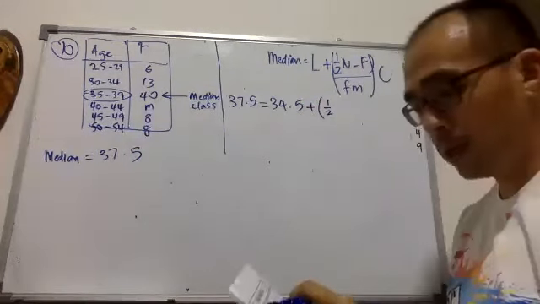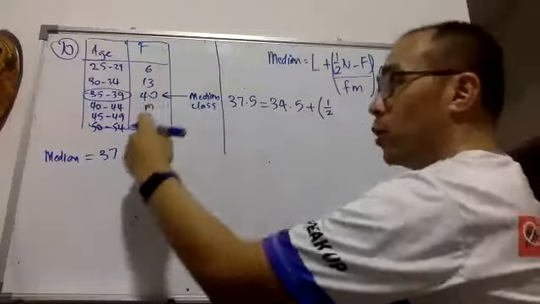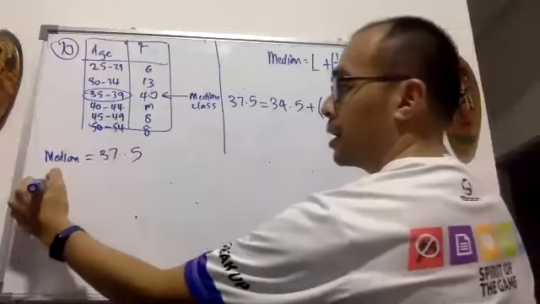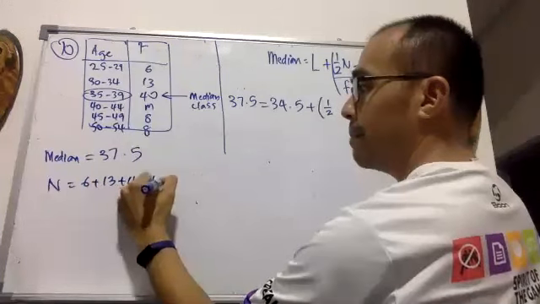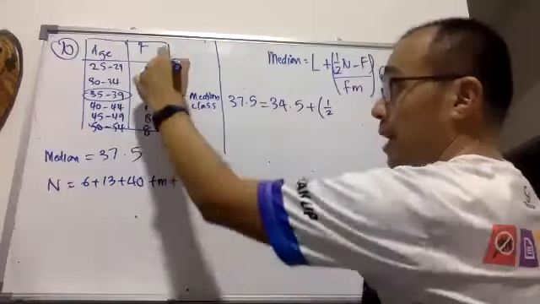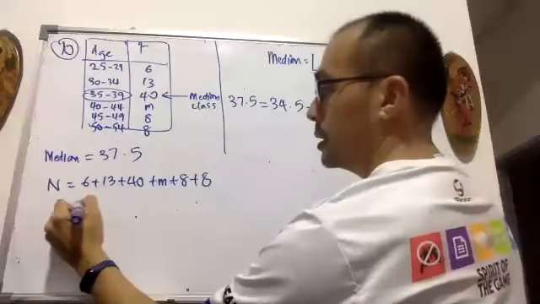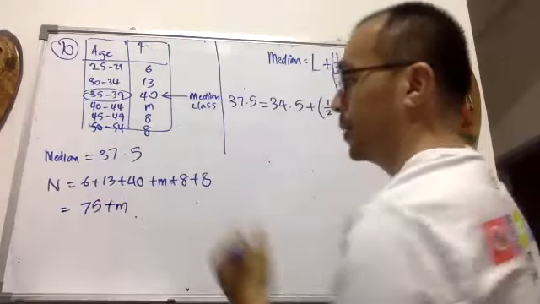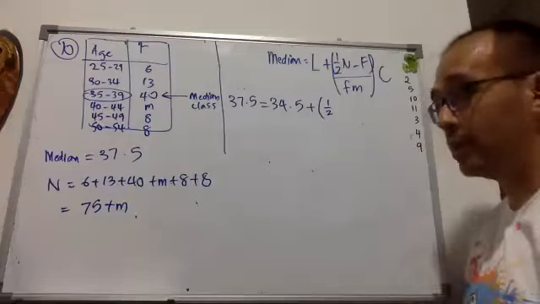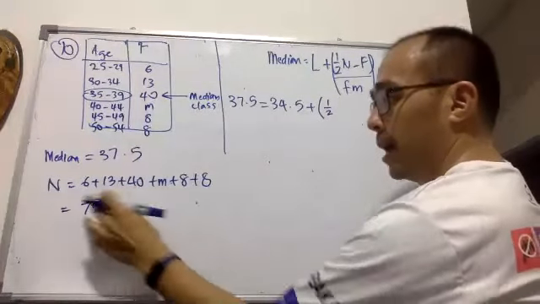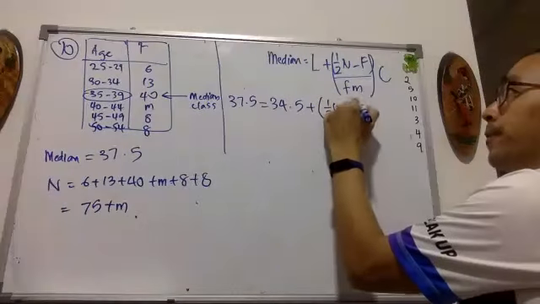The problem now is we don't know how many people there are altogether. N is the sum of all these, so I'm going to calculate N outside first. It's 6 plus 13 plus 40 plus M plus 8 plus 8, the total of all these, and I will get 75 plus M. No need to worry, because our goal is to find M anyway. If you add all of these, you get N as 75 plus M. So we put 75 plus M.